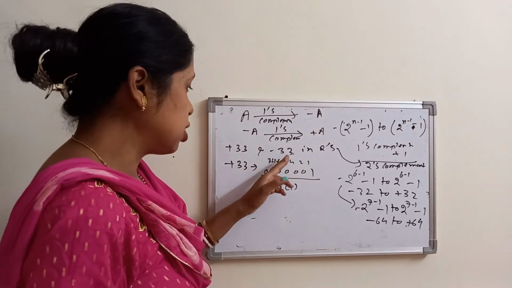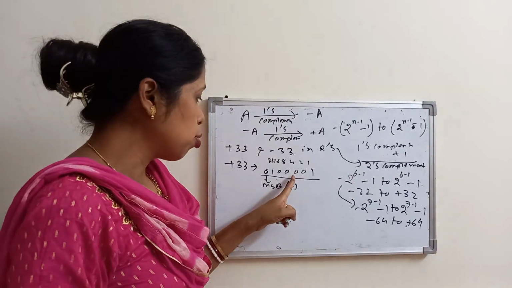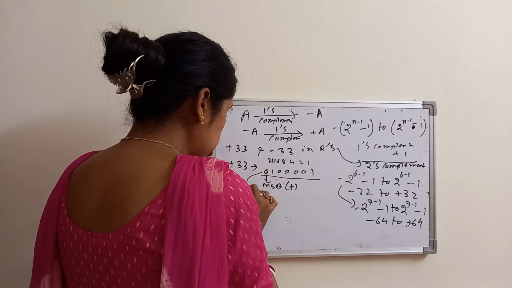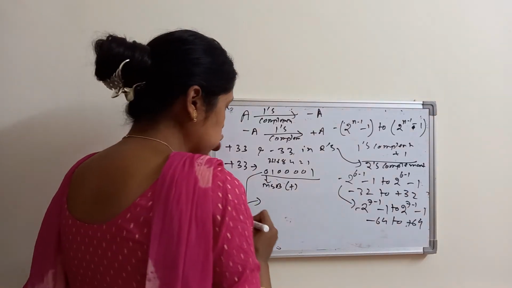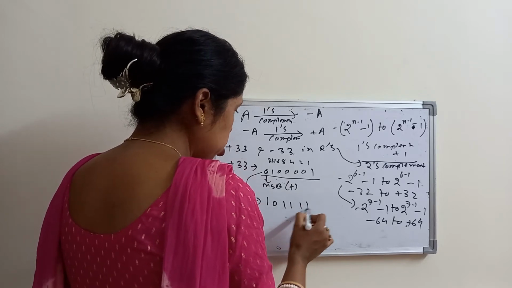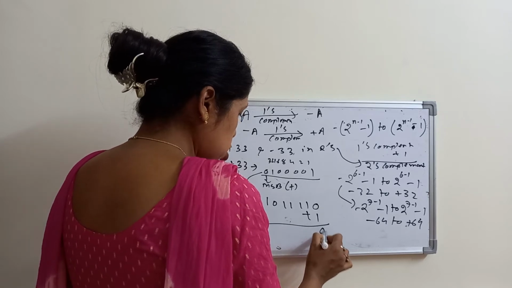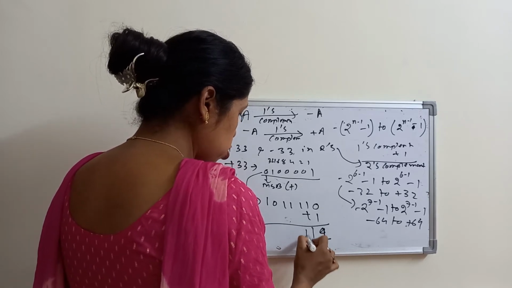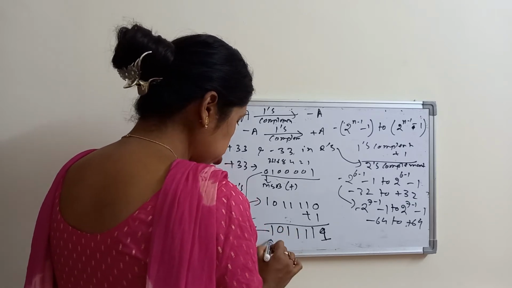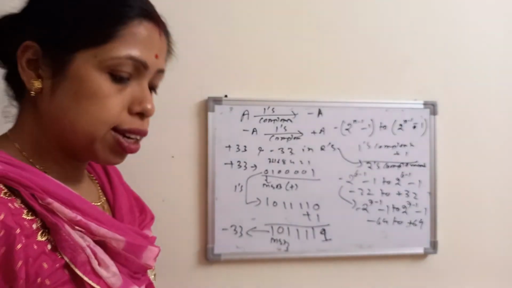So for minus 33, first you have to do the first complement, then I have to add plus 1 to the binary number. If I complement, if you do the first complement, you will get 1, 0, 1, 1, 1, 1, 0. After that you have to add plus 1. So this is 1, 1, 1, 1, 0, 1. So this is your minus 33. Again you can see your MSB is 1.